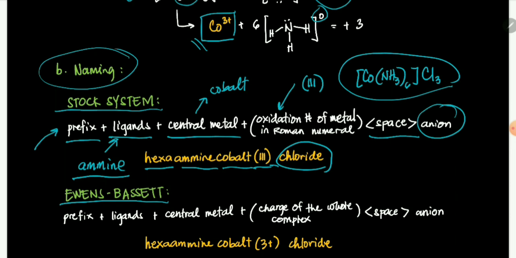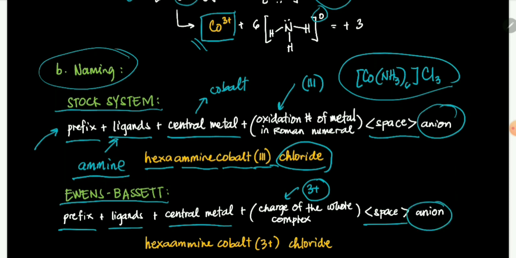So, kapag naman Ewens-Bassett, same lang, prefix, ligand, central metal, pero yung charge ng buong complex yung i-consider natin, hindi yung charge ng metal. So, this charge is expressed in Indo-Arabic. So, 3 plus. Okay? So, included yung charge kasi this is not the charge of the central atom alone. This is the charge of the whole complex. Okay? Again, we have the space and the name of the anion.